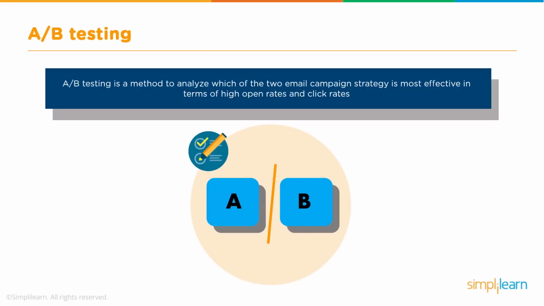Okay. So before I stress that again, let me just reiterate what A/B testing is. A/B testing is a method to analyze which of the 2 email campaign strategies is most effective in terms of high open rates and click rates. Okay. So in A/B testing, you can send out 2 emails. You can send out 2 subject lines. You can send out 2 call to actions. What you're really doing is testing one against the other. That's what A/B testing is.